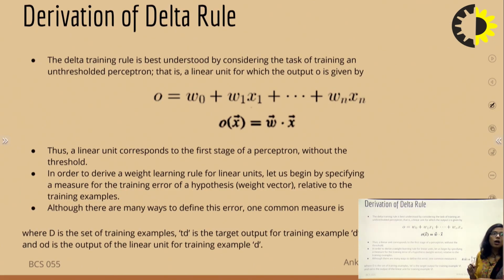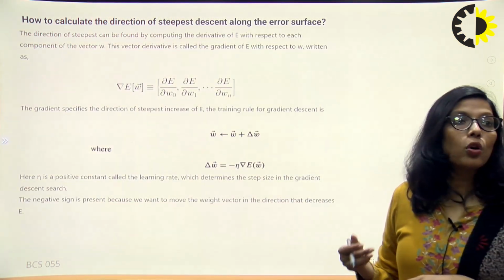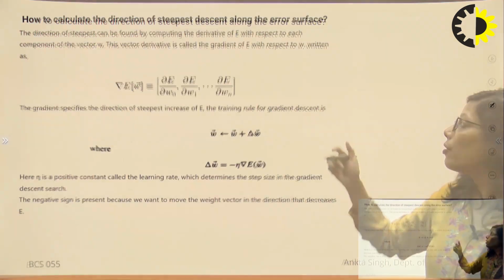Now, when we talk about the delta rule, this is my weighted sum. For this weighted sum, I have to find the error. The error is defined as half times (TD minus OD) whole squared. TD is your target output and OD is the actual output that I received.